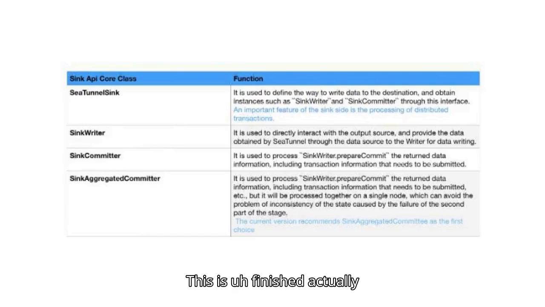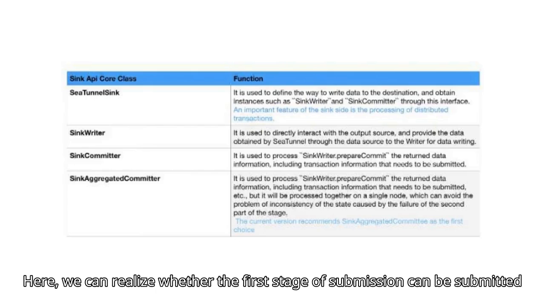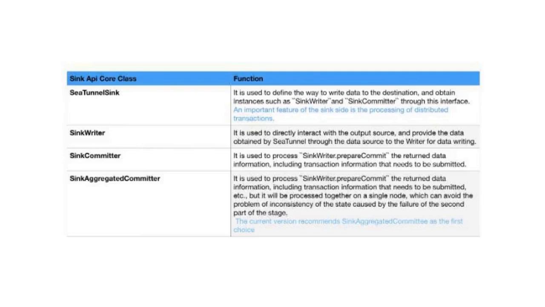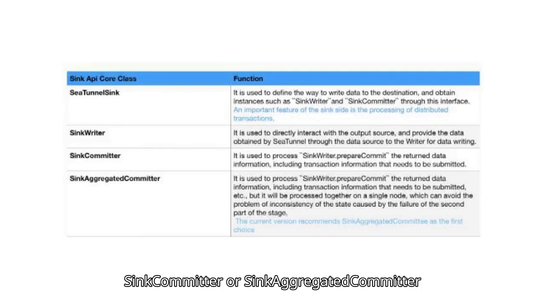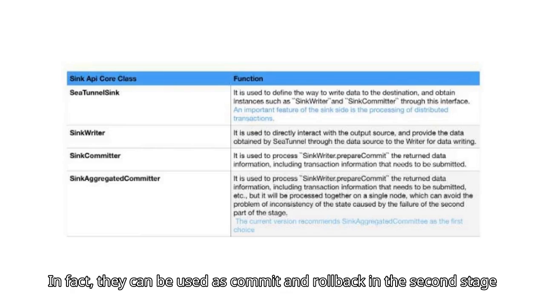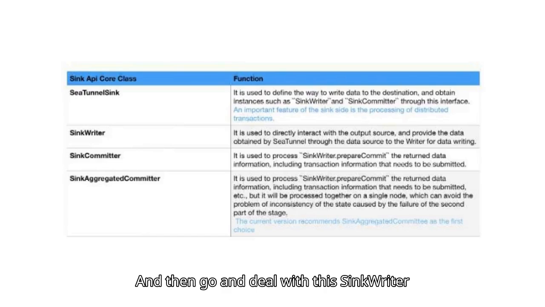Sink Writer is actually an interface for data writing. Here, we can realize whether the first stage of submission can be submitted. Sink committer or sink aggregated committer can be used as commit and rollback in the second stage, and then deal with this sinkWriter, which pre-processes the pre-submitted data.